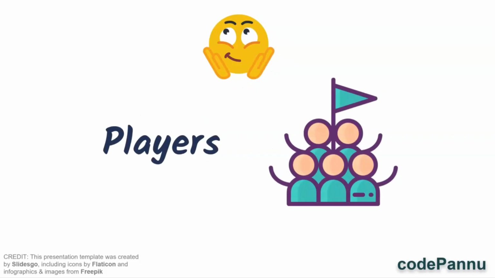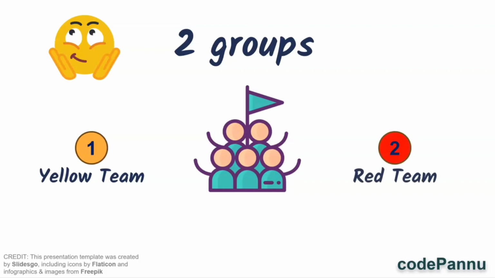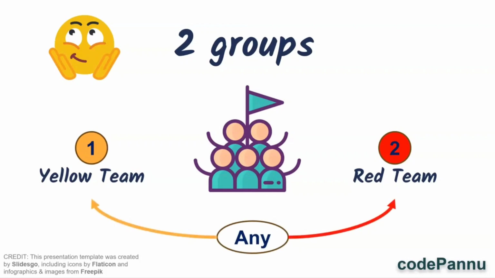Okay, here is the assignment question for you. Imagine there are players and you are going to divide them into two groups. If the player picks number 1, the player would go to the yellow team. And if the player picks number 2, then he would go to the red team. And if the player gets any other number, he would be allowed to join any team. Can you write a program for this?